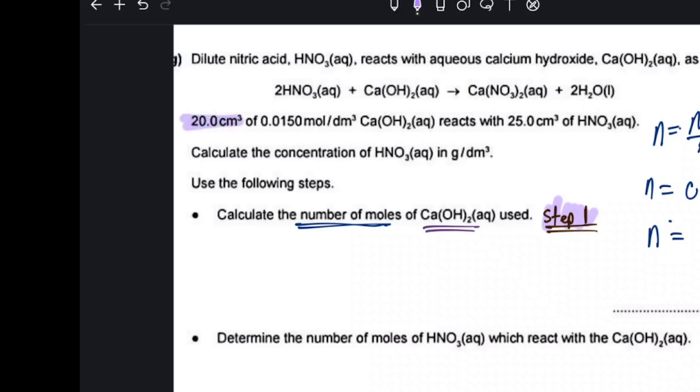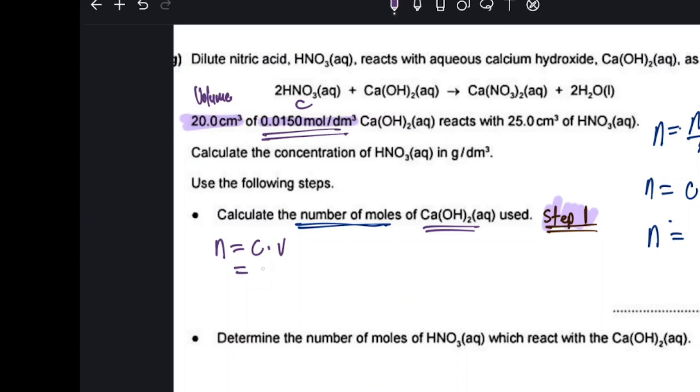Here, 20 cubic meters. This is volume. Okay, did they say at RTP? No. They then gave us moles per dm cubed. Oh, this is concentration. So we have C and V. So you're going to say number of moles is equal to concentration times volume, which is, what's the concentration?